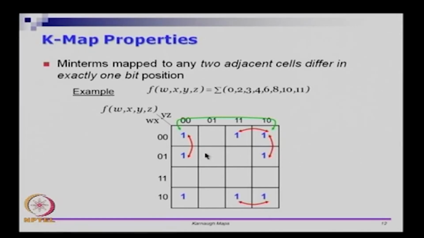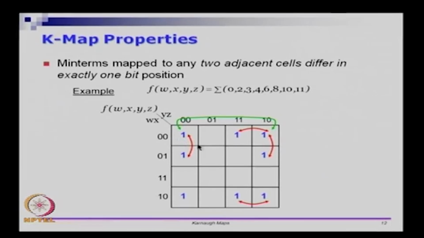So, the other interesting thing is this cell and this cell also differs only by 1 position, even though technically they are not adjacent to each other in the picture. What you can see is this term is corresponding to 0000, this corresponds to the term 0010. So, the leftmost cell and the rightmost cell here are actually adjacent of each other because they differ in only 1 bit position.